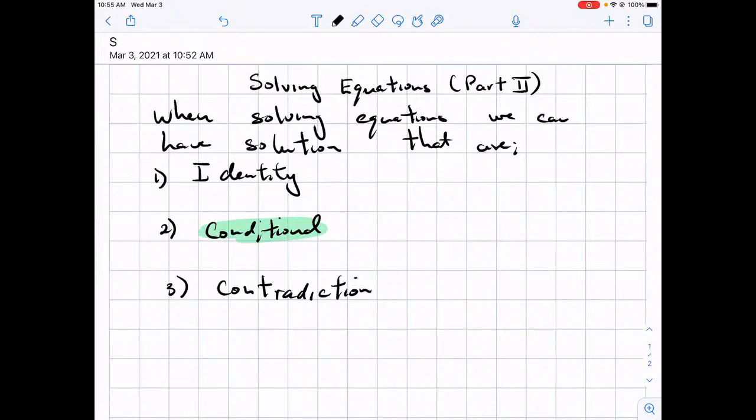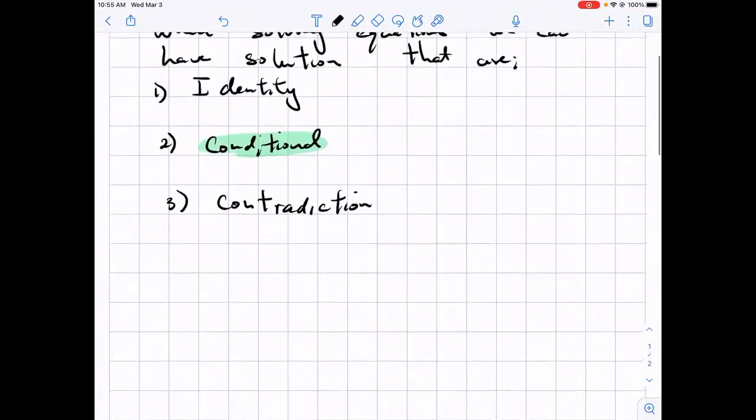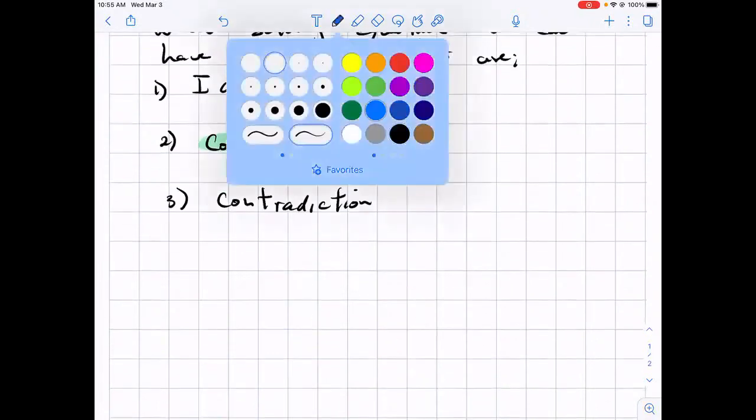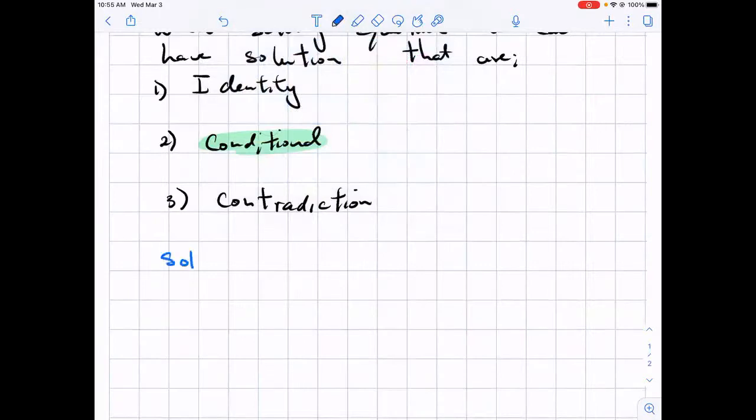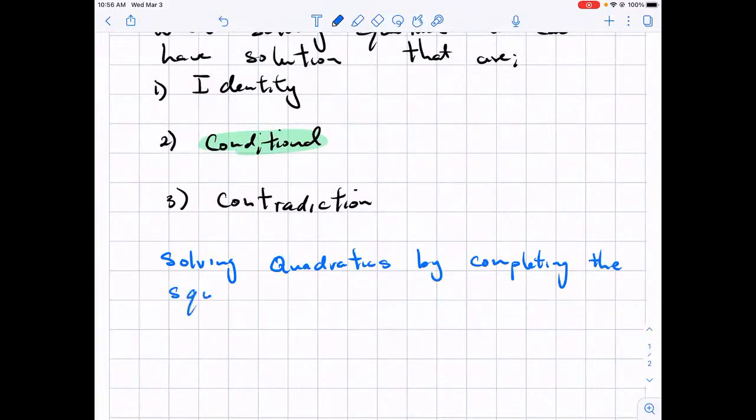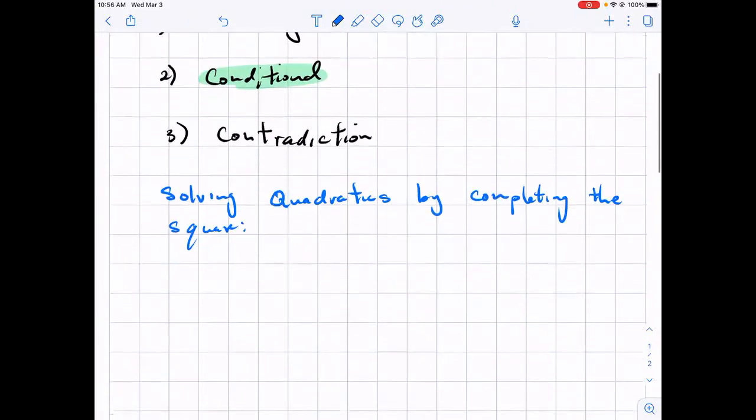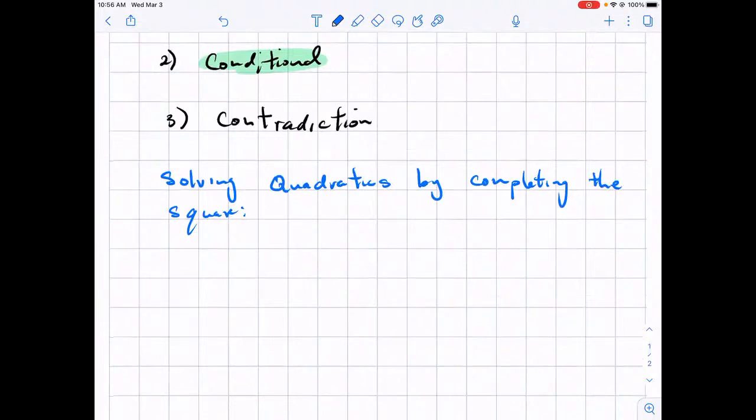Okay. I also had ended that video in solving quadratic equations. We looked at solving quadratic equation by completing the square. So I am going to continue this video by doing an example of that, and then we will move into more depth. So solve quadratic equation by completing the square.